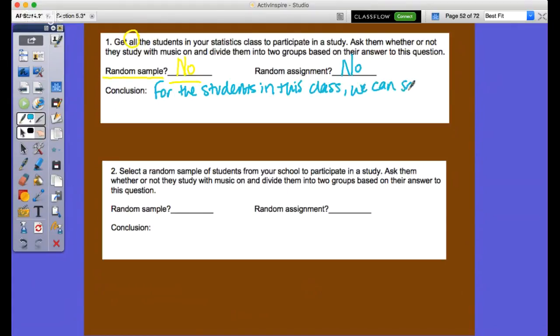we can say that there is a correlation. Can't really infer much. We could say that there's a correlation between music and their GPA. Listen to music while studying, I think, is what the overall thing was. So let's put that in now. While studying increases or lowers GPA.